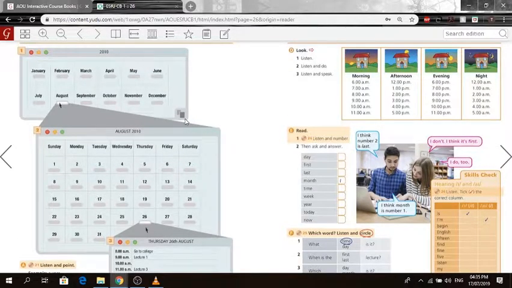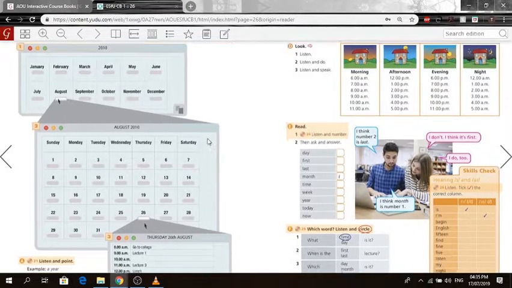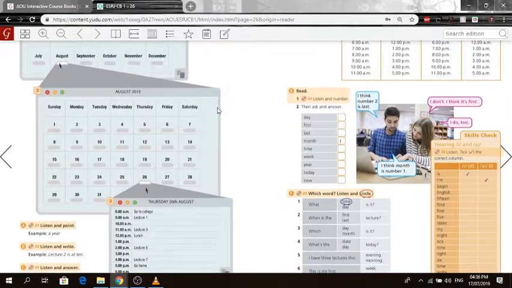Voice number 2. A year, a month, a day, a date, the first day of the week, the last day of the week, the first day of the month, and the last day of the month. Okay? I hope you were able to get that. So let's go and do them right now.